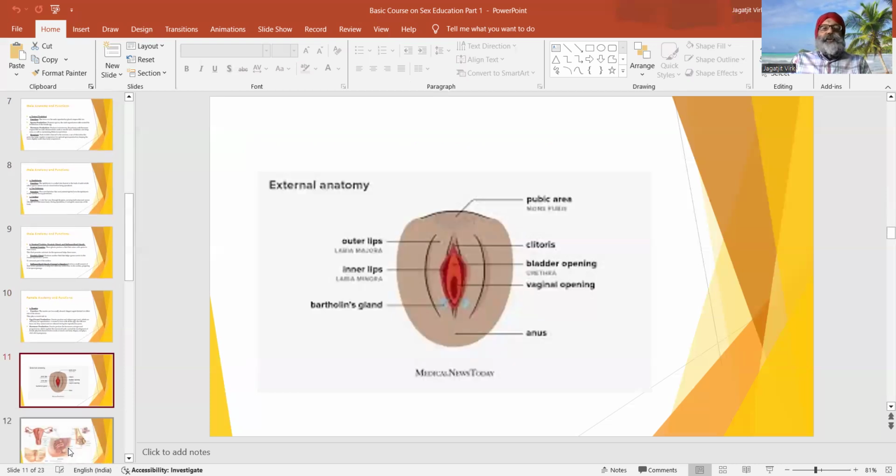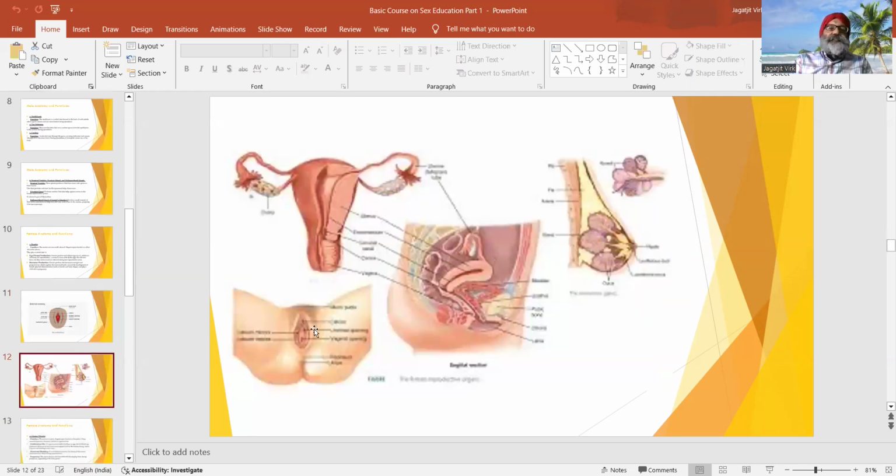This is the external anatomy of a female. This is the photograph of vagina, and this is a photograph of uterus. These are two ovaries. These are fallopian tubes, and these are fimbrial ends.